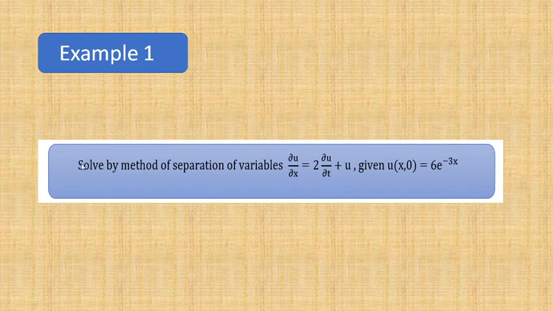Consider the problem. Solve by method of separation of variables the partial differential equation ∂u/∂x is equal to 2 into ∂u/∂t plus u, with the initial condition that u of (x, 0) equal to 6 into e raised to minus 3x.